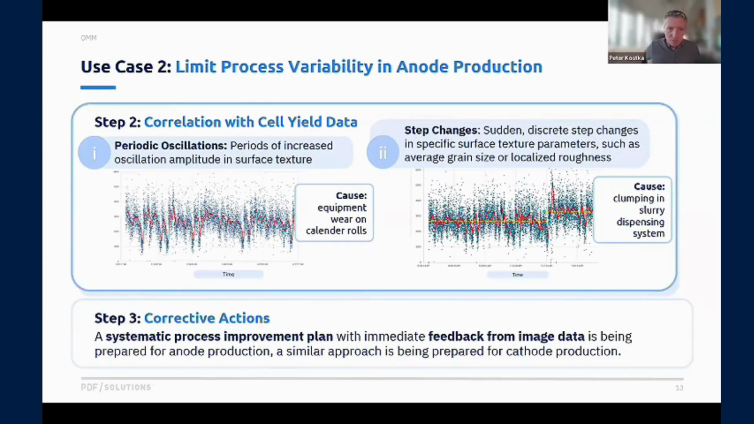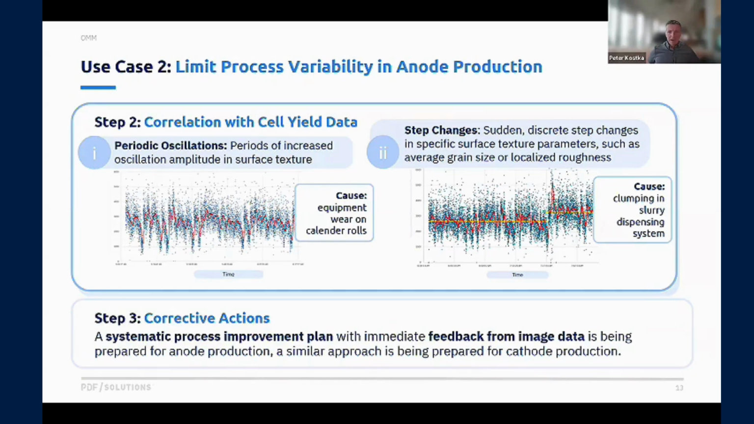And so what we found here when we looked at our data, so this is image data, and now we're looking at kind of a proxy for surface roughness. So we're looking at those graphite cleavage sites. And we observed two things immediately. So one, there's a periodicity in this, which looks like wear on their calendar equipment, which you can see on the figure on the left. And there's also step changes, probably caused by issues in the coating or slurry dispensing system.